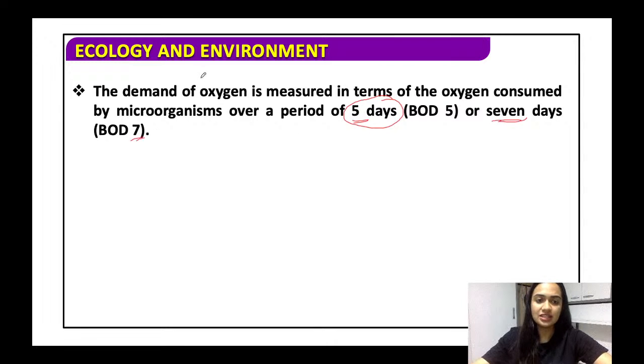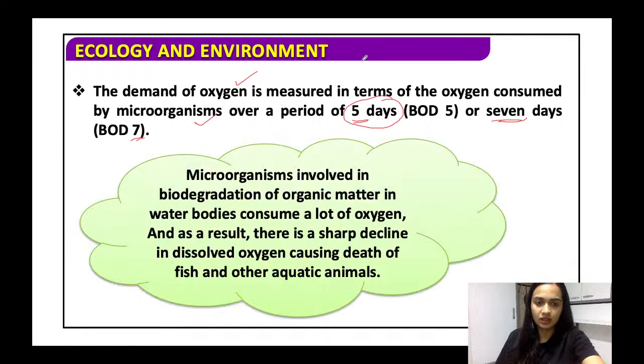ठीक है, 5 to 7 days में what we observe, देखो बायोडिग्रेडेबल मैटर्स को कौन डिकम्पोज करेगा, माइक्रो ऑर्गेनिज्म. तो माइक्रो ऑर्गेनिजम्स क्या यूज करेंगे, ऑक्सीजन. तो अगर ज्यादा ऑक्सीजन यूज किया मतलब ज्यादा ऑर्गेनिक कंटेंट प्रोड्यूस्ड है वाटर में, एंड ज्यादा पोल्यूशन है. कम ऑक्सीजन यूज हुआ है मतलब माइक्रो ऑर्गेनिजम्स ने कम यूज किया ऑक्सीजन डिग्रेड करने में, इसलिए कम डिग्रेड हुआ. ठीक है, so microorganisms involved in biodegradation of organic matter in water bodies consume a lot of oxygen. As a result, what happens? There is a sharp decline in dissolved oxygen, causing death of fishes and other aquatic animals.